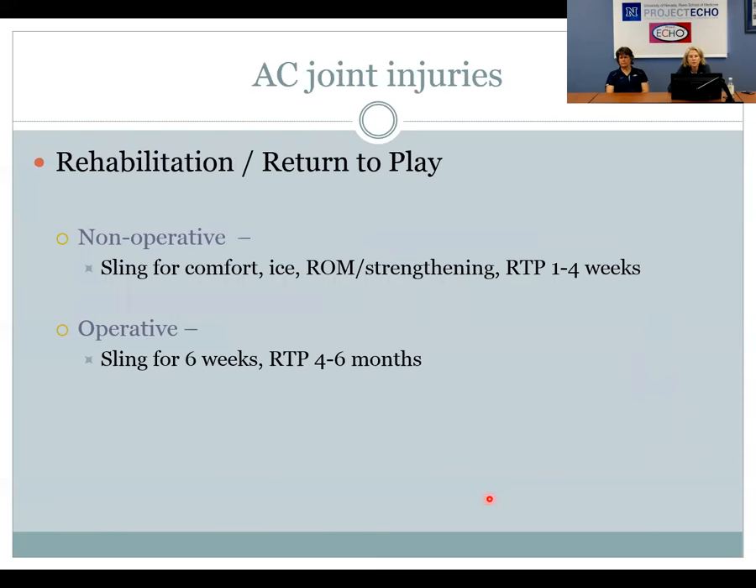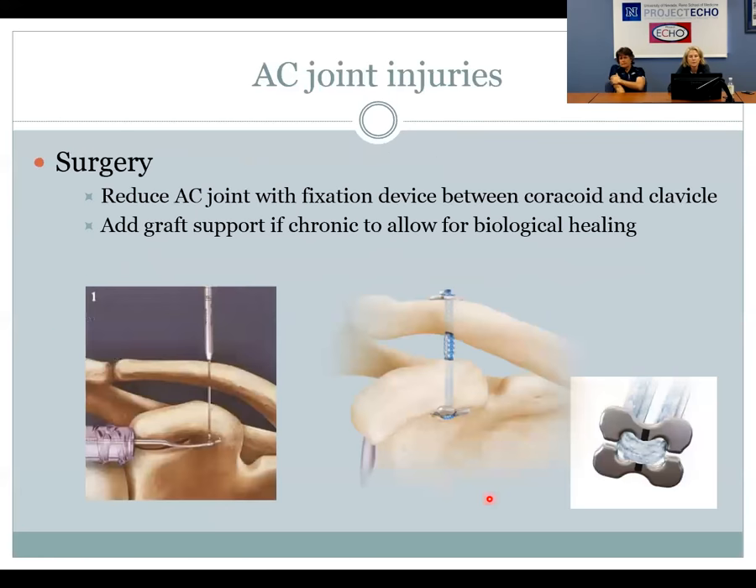So this is usually what I do: non-operative, sling for comfort, ice, range of motion, and strengthening, with return to play in 1 to 4 weeks, depending on their symptoms. If it's an operative grade 3 plus injury, their return to play is typically 4 to 6 months. So this is a big decision for some of these athletes to have this fixed.